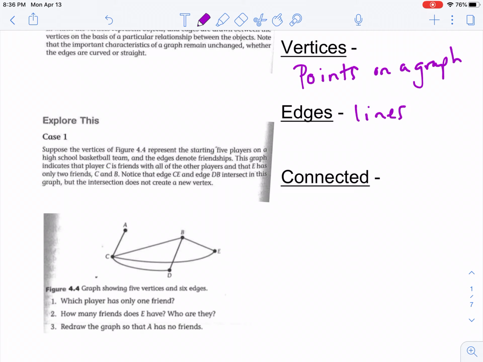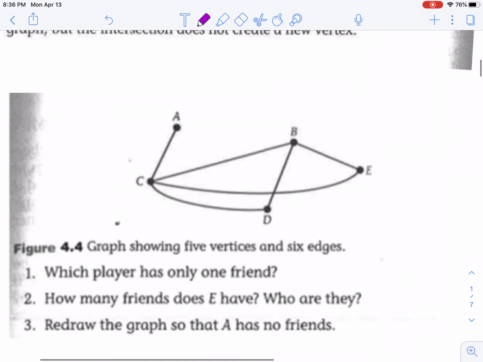Okay, so here's an edge. From A to C, that's an edge. From C to D is an edge. From C to B is an edge. From C to E is an edge. From B to E is an edge. And from B to D is an edge. There's 6 edges in this one. I drew 6 lines there. Okay? And that's what this says here. The graph has 5 vertices and 6 edges, right? There's 5 points and 6 lines.